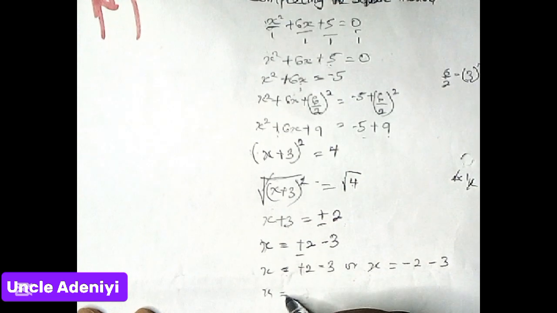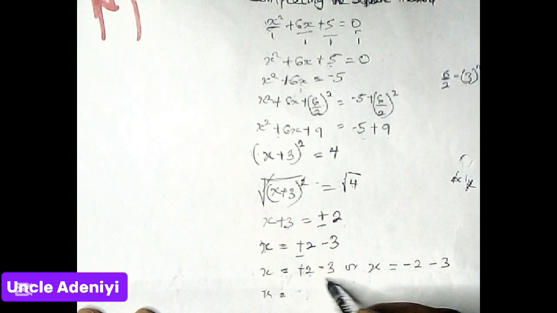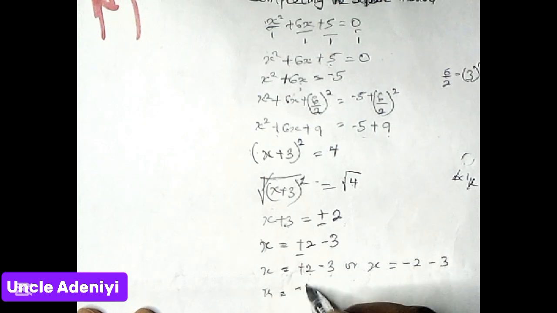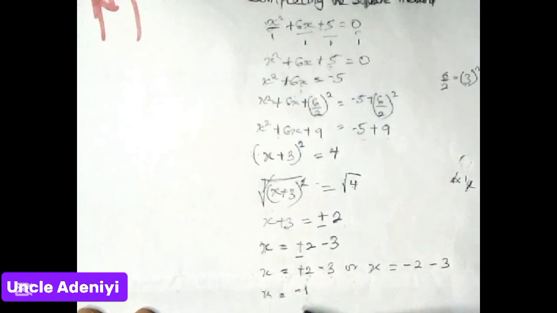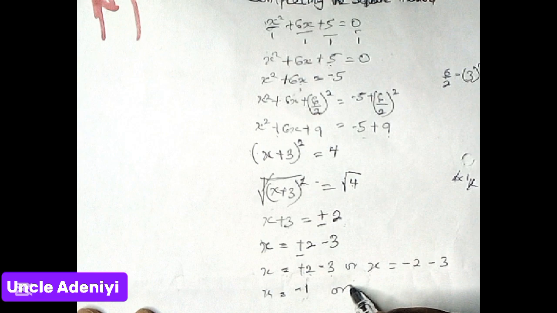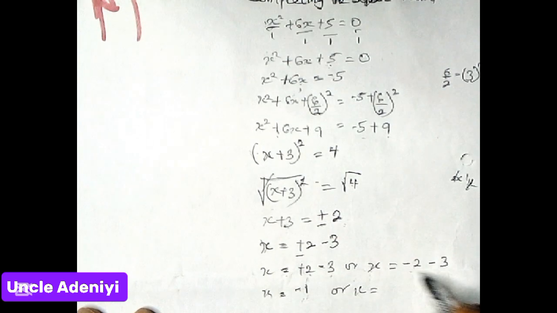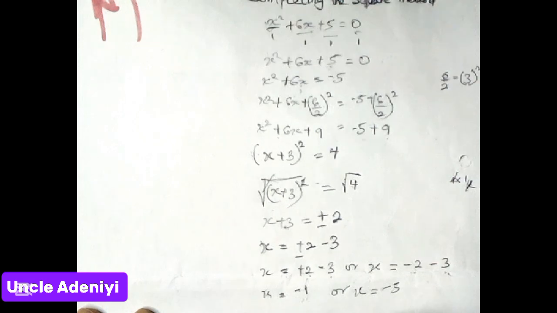So x equals plus 2 minus 3, which is minus 1. Or x equals minus 2 minus 3, which is minus 5. So x can be equal to minus 1, or x can be equal to minus 5. And that is your answer. So don't disturb yourself. Bye bye.